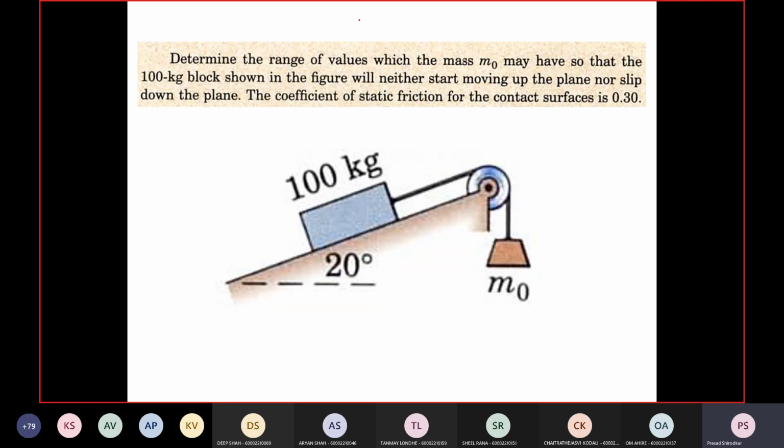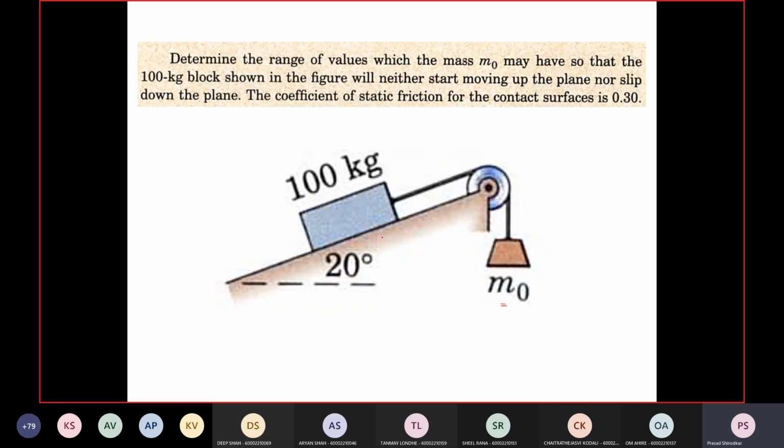Okay, let's continue. Determine the range of values which mass m0 may have so that the 100 kg block shown in the figure will neither start moving up the plane nor slip down the plane. The coefficient of static friction for the contact surface is 0.3. So you have to find that range of values for m0 so that the impending motion is either up the plane or down the plane. Okay, so let's start. Case 1, impending motion is up the plane.